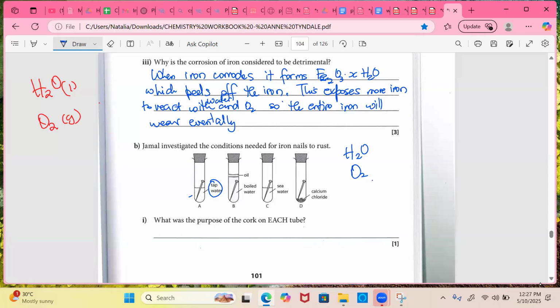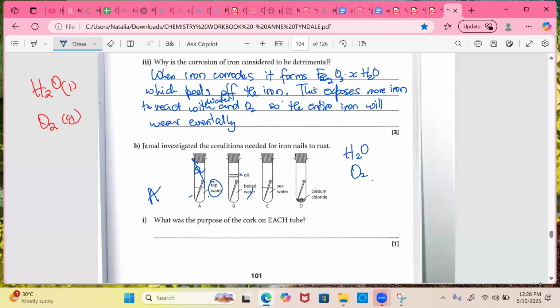Here we have boiling water and maybe little oxygen there. Maybe rusting will occur because we have some amount of air here. So some oxygen is going to be here. So we have water and some O2. There's nothing preventing the O2 from being there. So rusting is going to take place in A.